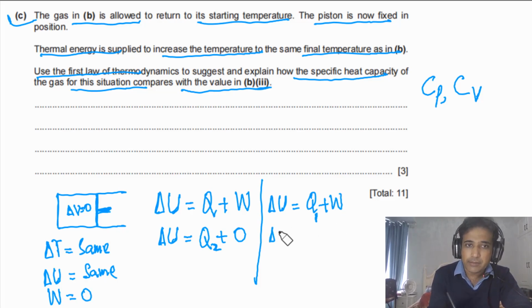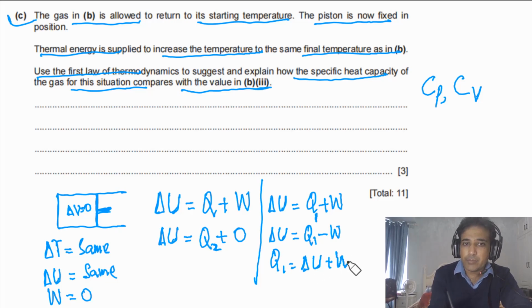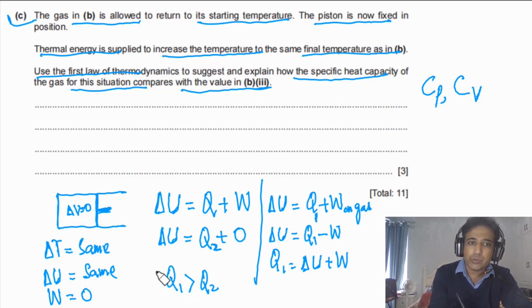So it means that delta U is equal to Q1 minus W. So from here we can say Q1 will be equal to delta U plus W. You need to understand this is work done by gas, very important one. So in this case Q1 is equal to delta U plus W. So we can simply say Q1 is greater than Q2. So this is the conclusion from these two processes.